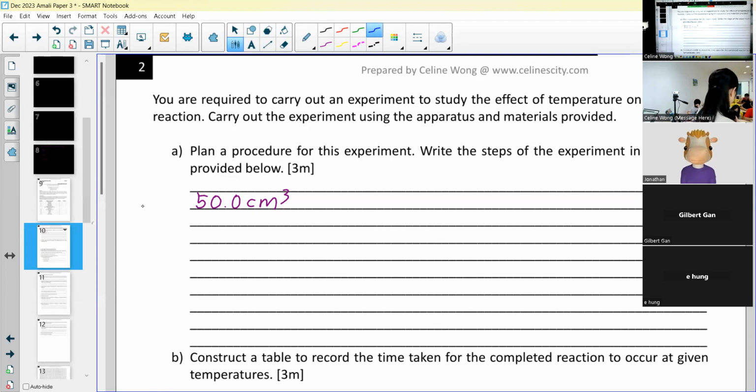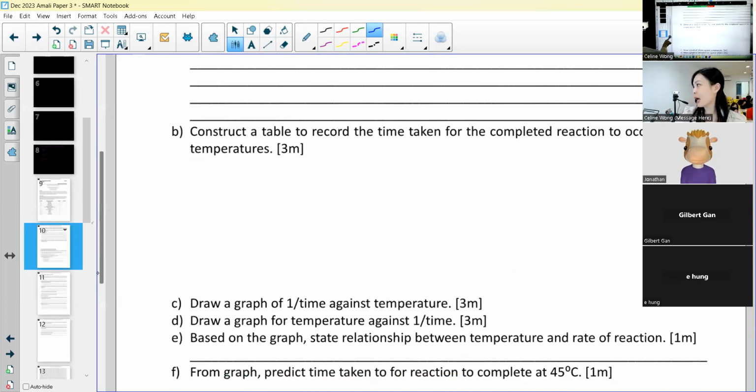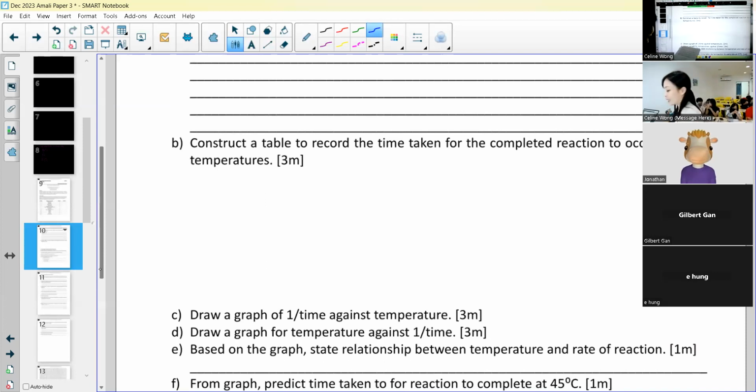Now, if you are given 5 magnesium strips, I advise 30, 35, 40, 45, 50. If they want you to do 5 steps, I don't think they will ask you to do so much. The most is 3 or 4. Now, construct a table to record the time taken for the completed reactions to occur at a given temperature.